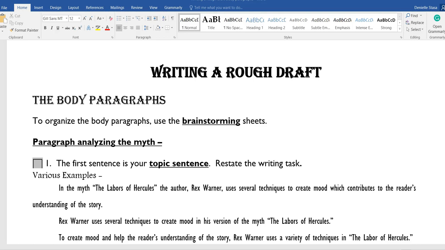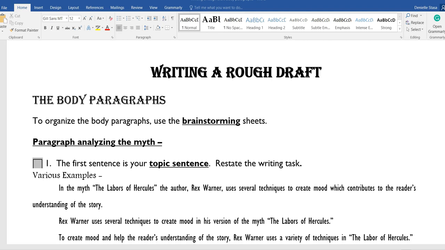This lesson is on writing the rough draft for our compare and contrast essay on mood with Hercules. So, as always, when we start an essay, we're going to start with our body paragraphs. I know I say this every time, but it bears repeating. The majority of your grade is based on what you put in your body paragraphs. So it's best to start with them so that you can manage your time and then hopefully leave yourself enough time for a good introduction and a good conclusion.